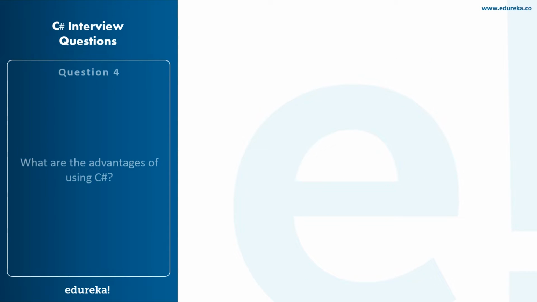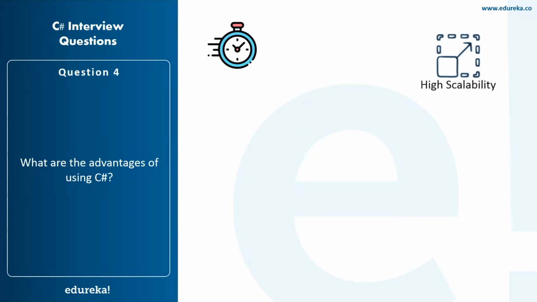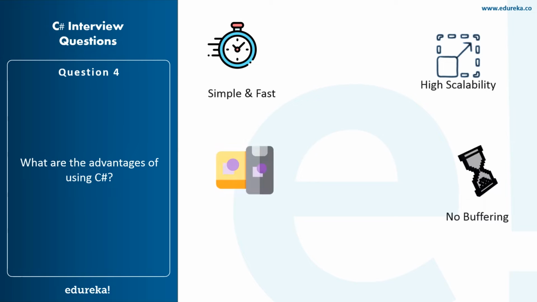Now I'll move on to my next question, which is what are the advantages of using C#? There are a lot of advantages of using the C# programming language, but one of the main advantages is scalability. When you use C# as a programming language, or let's say you're writing code for a server-side application, the end result is very scalable. Moving on, it is very simple and fast. As I had already mentioned, the syntax is quite easy to understand, and the platform itself is really fast. There's no buffering, and C# supports cross-platform.